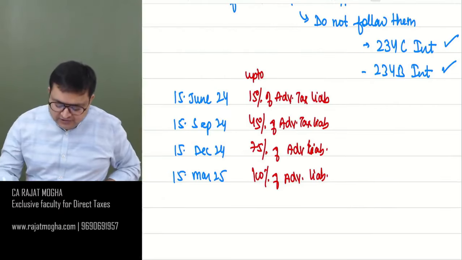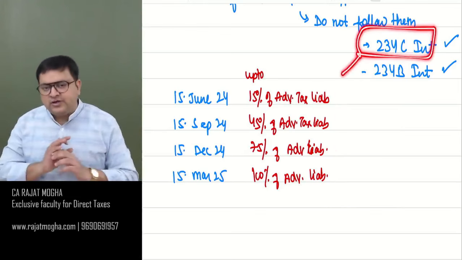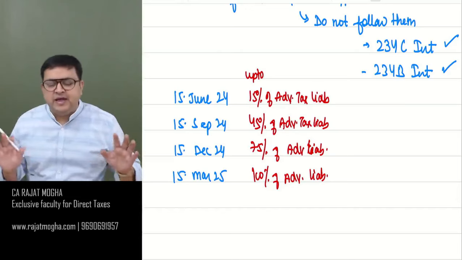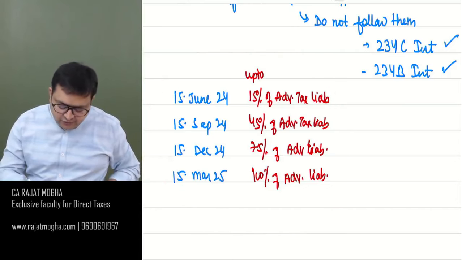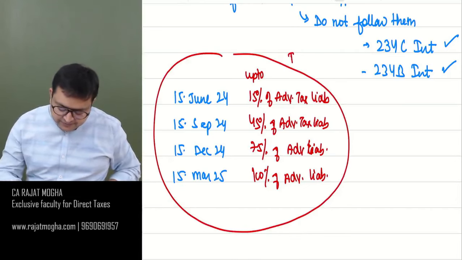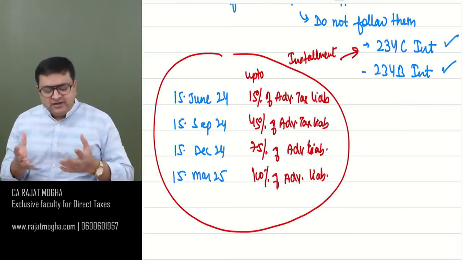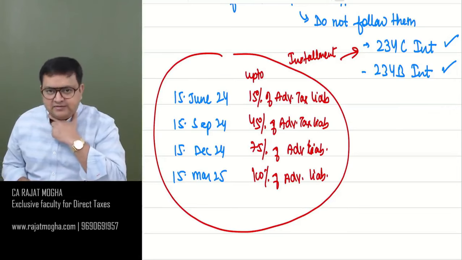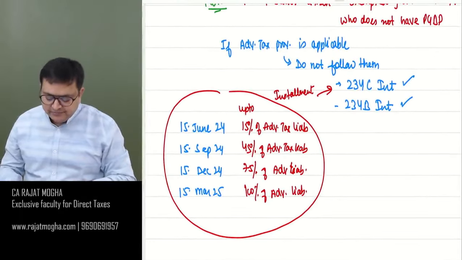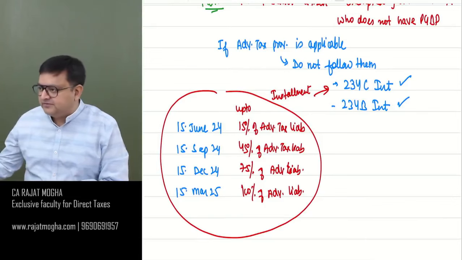Guys, if you follow your installments properly, 234C interest will not be applicable. But if you do not follow your installments properly, then 234C would be applicable. What is not properly? Either you don't deposit it, or you deposit but with a very small amount. Have you written till here? I'll explain 234B later. First 234C. Are you all okay with this?